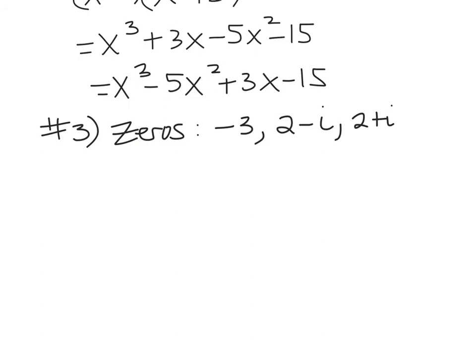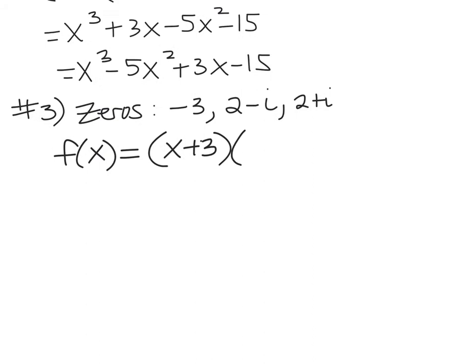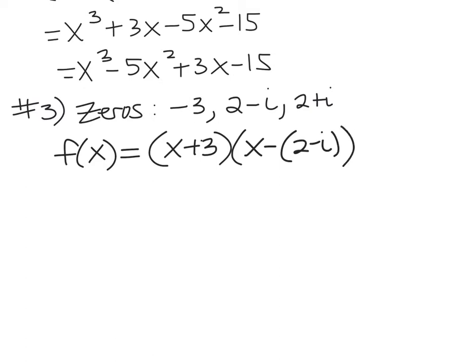We're going to do the same thing. We're going to find its standard form polynomial, okay? So first thing we're going to do is put this into factors, the factors that go with these zeros. So my first factor for -3 would be x plus 3, right? It's always a minus and then the number. So knowing that, this is going to be x minus 2 minus i, right? And x minus 2 plus i.